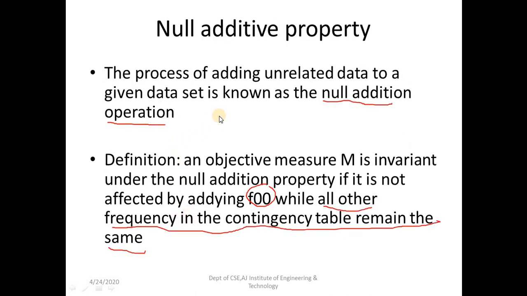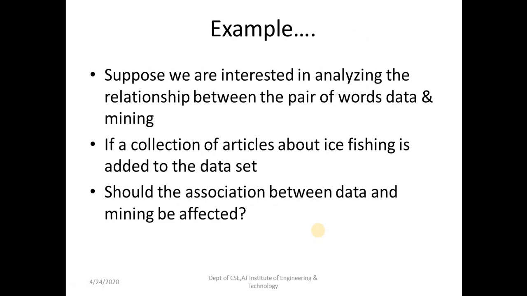So see here, the process of adding unrelated data to a given data set is known as null addition operation. An objective measure M is invariant under the null addition property if it is not affected by adding f of 0 0, that is unrelated items, while all other frequencies in the contingency table remain the same. Okay, so that was about null additive property.